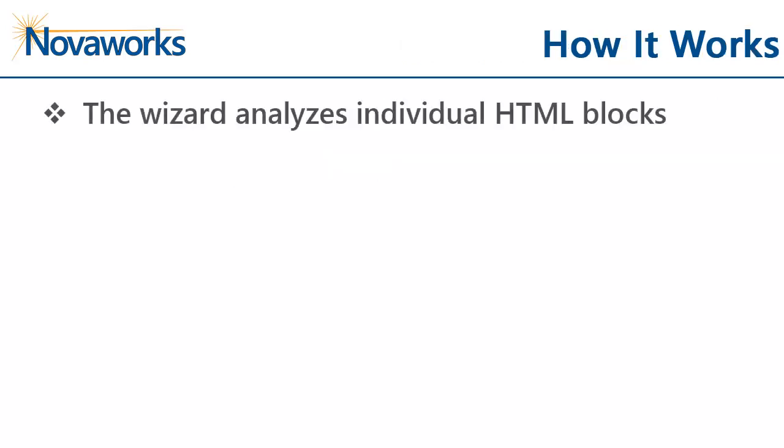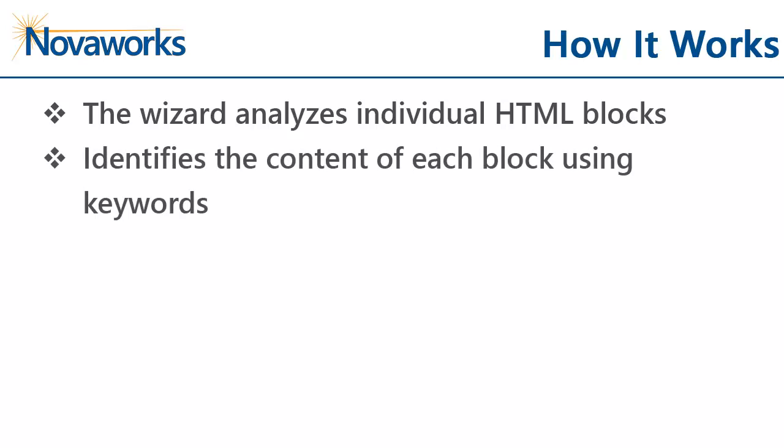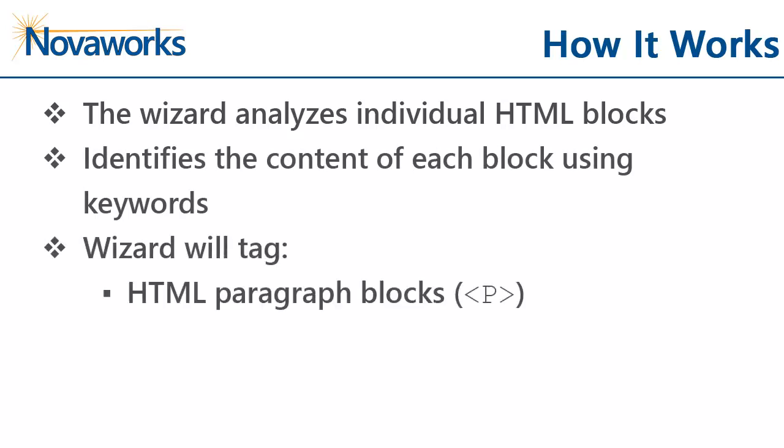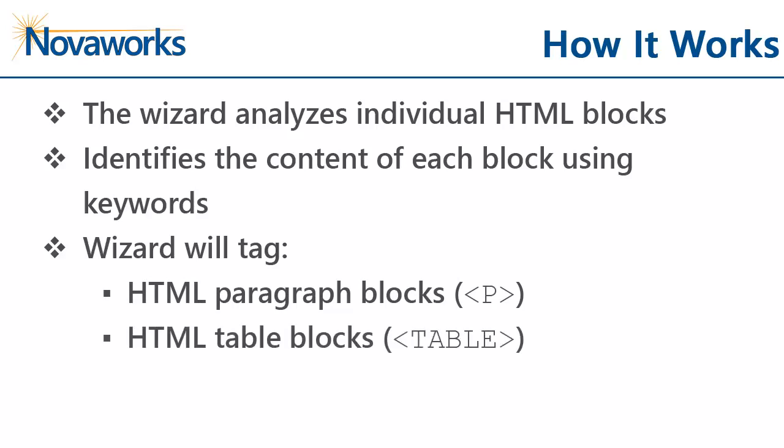The Prospectus Wizard works by analyzing the individual HTML blocks within the document and using keywords to identify each block's contents. The blocks that the wizard will tag are HTML paragraph blocks, or P tags, and HTML table blocks, or table tags.